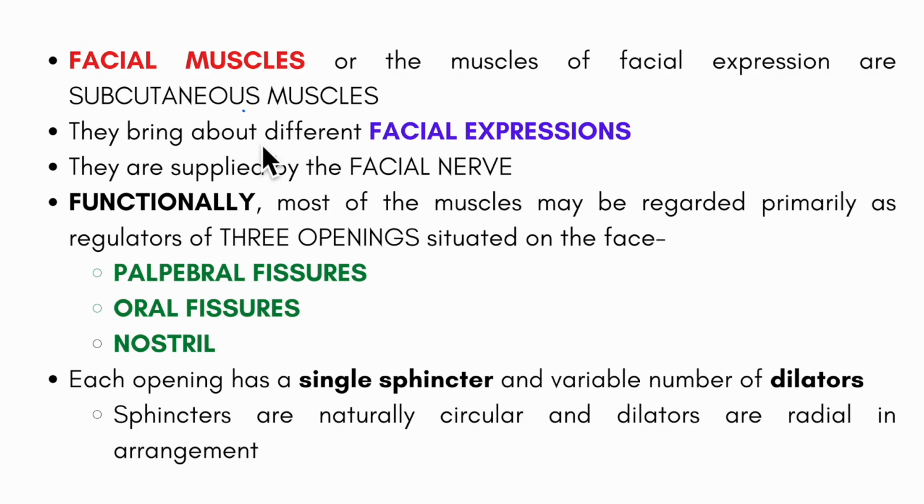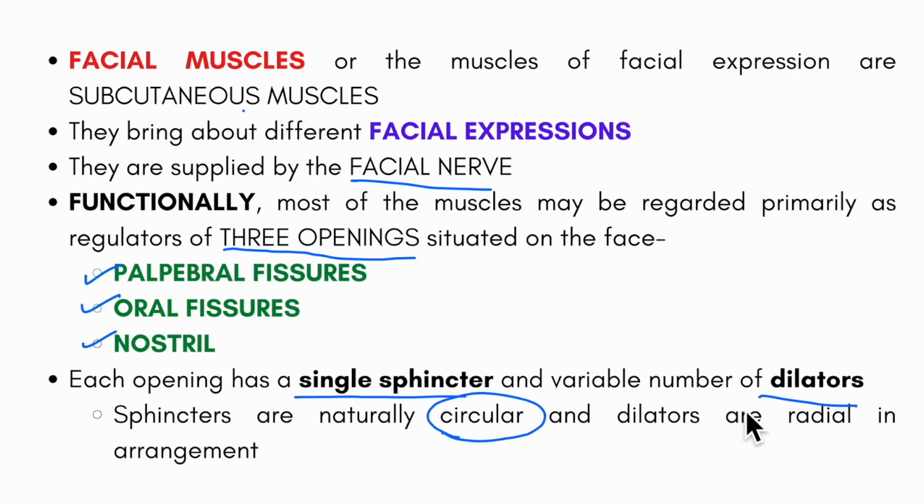Now summarizing the points that we learnt under the introduction, the facial muscles or the muscles of facial expression are subcutaneous muscles. They bring about different facial expressions and they are mainly supplied by the facial nerve. Now functionally, these muscles are regarded as the primary regulators of three main openings situated on the face. They are first the palpebral fissure, then the oral fissure and the nostril. Now each opening has a single sphincter and a variable number of dilators. And the sphincters are usually naturally circular and dilators are radial in arrangement.